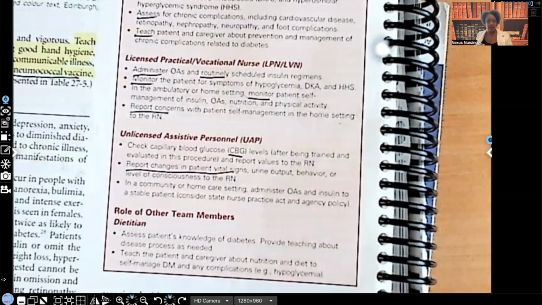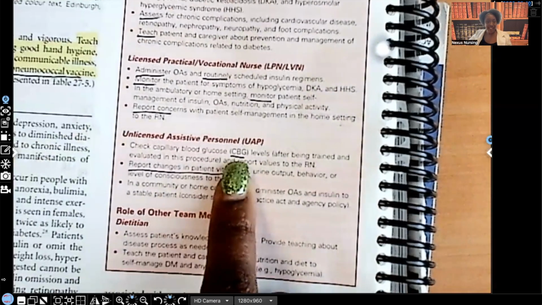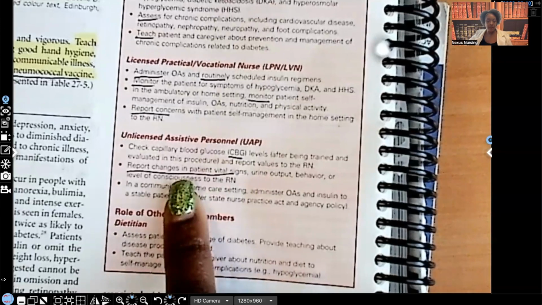UAP, the unlicensed personnel, such as a PCT or the CNA, they're going to check the capillary blood glucose. Yes, they're allowed to check blood sugar. It's a finger stick. They are allowed to do it. They're not allowed to analyze it, but they're allowed to record and report. They take that blood sugar, they record it, and report it to the nurse. Report changes in the patient's vital signs.